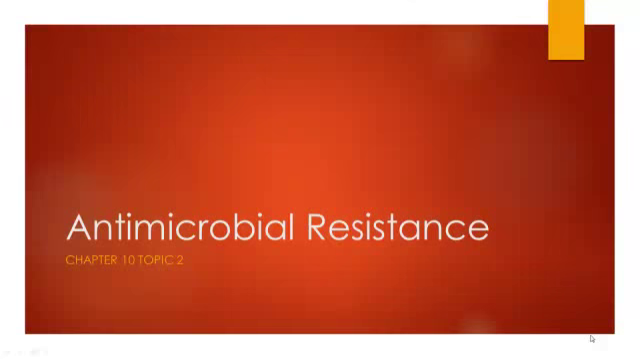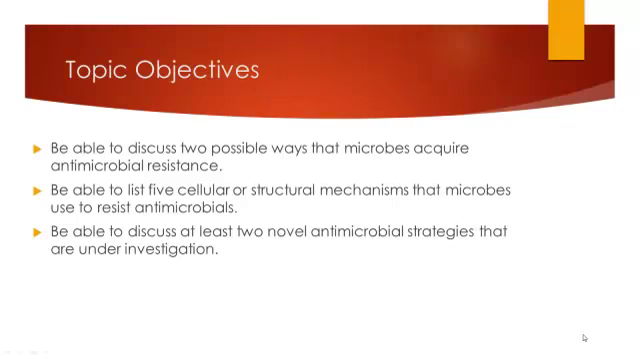Chapter 10, Topic 2, Antimicrobial Resistance. In this topic, the learning objectives are to be able to discuss two possible ways that microbes acquire antimicrobial resistance, be able to list 5 cellular or structural mechanisms that microbes use to resist antimicrobials, and be able to discuss at least 2 novel antimicrobial strategies that are under investigation.